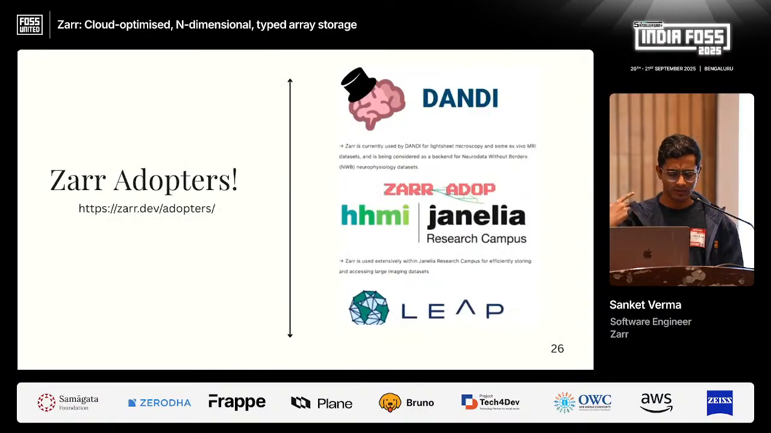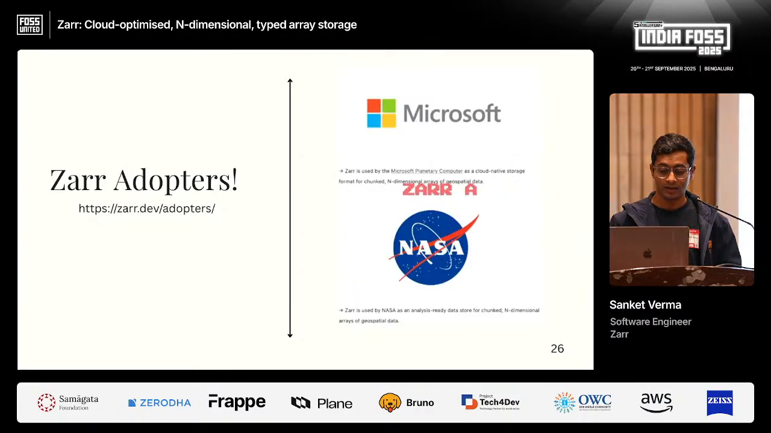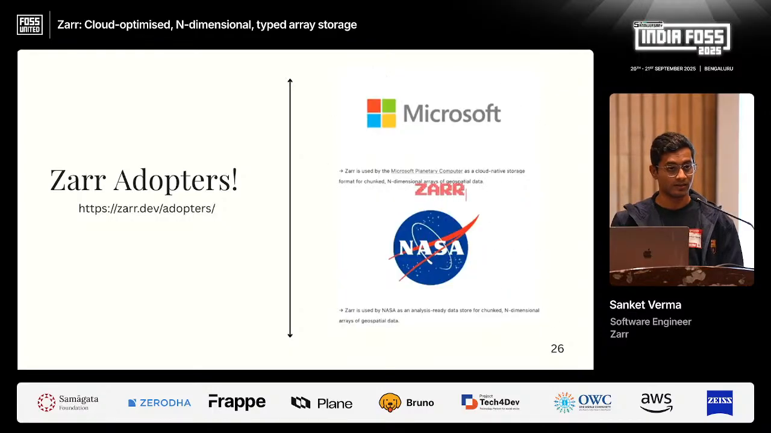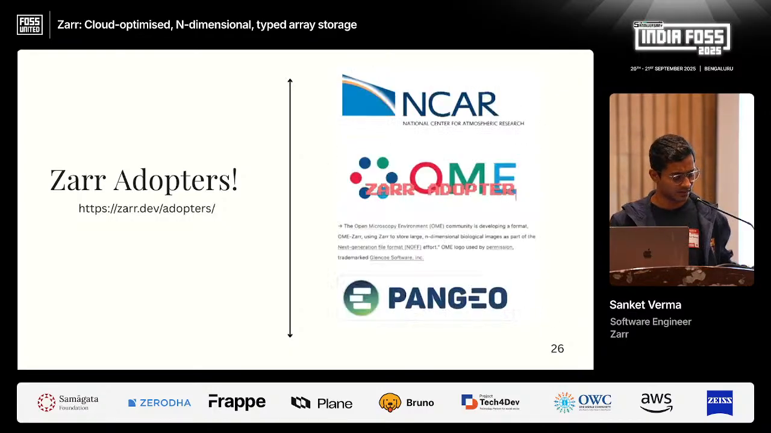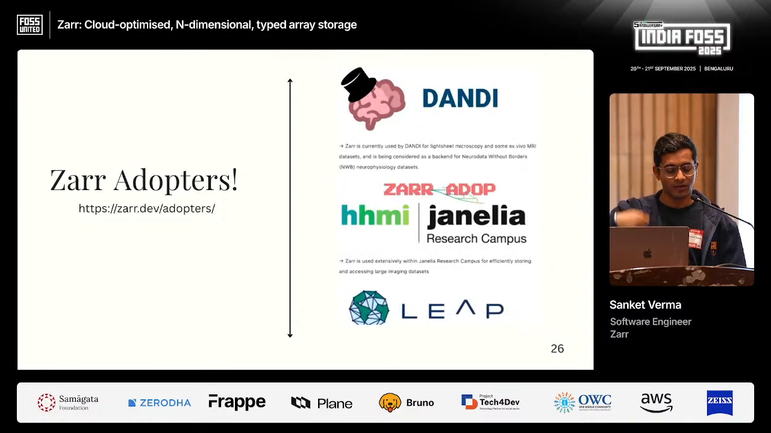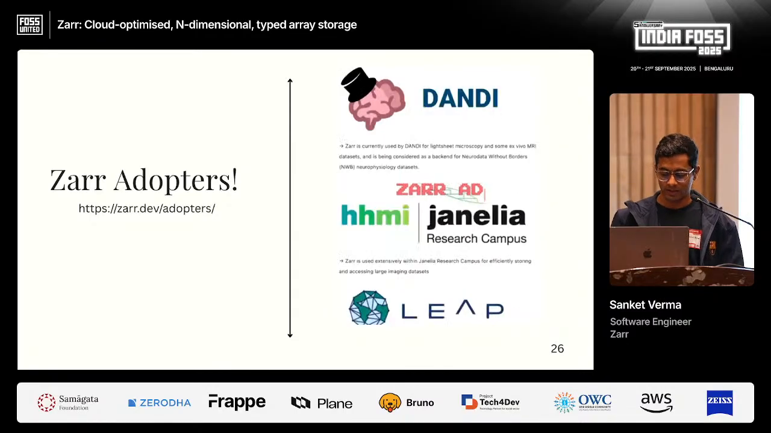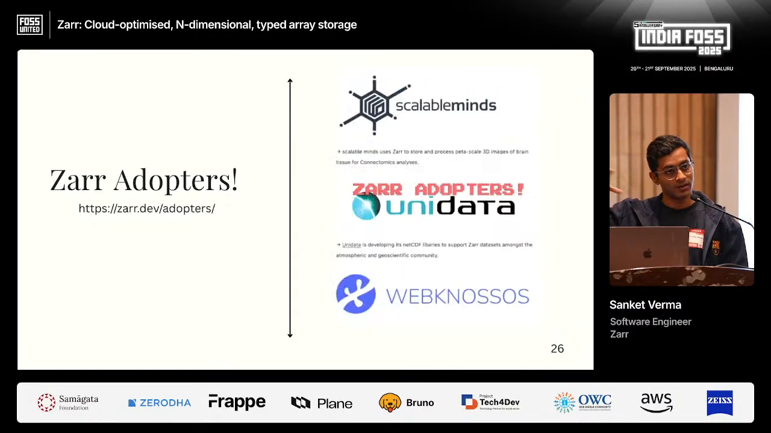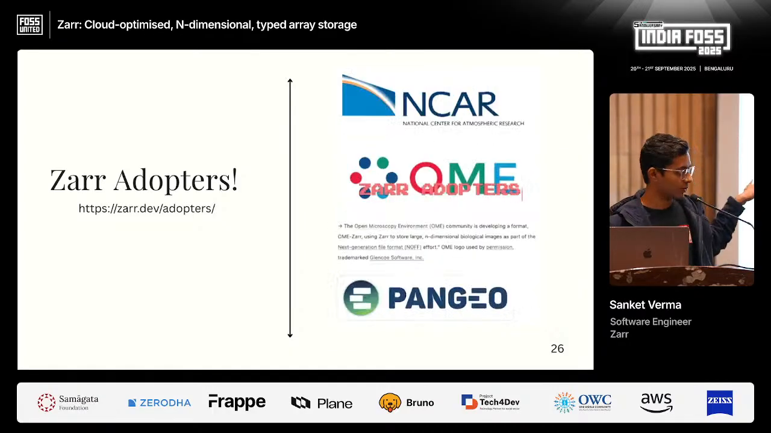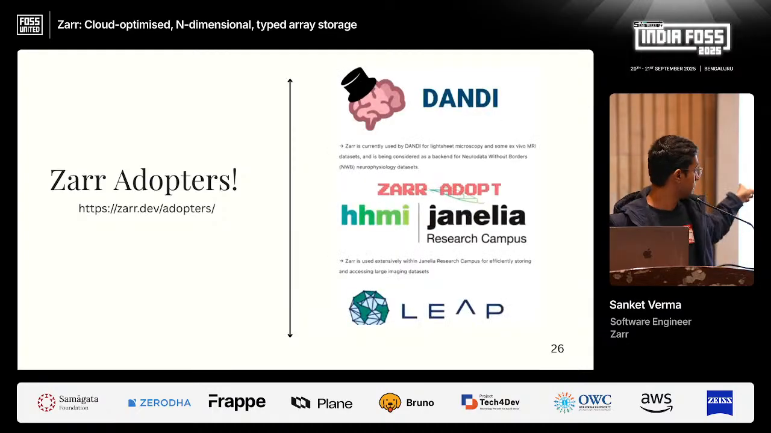These are some of the logos of the adopters who are using Zarr in their institutions, and they have been storing massive data sets in clouds. I think the largest data set which I have seen in Zarr is probably around 50 petabytes or something, which is stored in Amazon AWS, a climate data set of how ocean currents are working. There are a couple more logos which are missing here, but you can check out this link and this page is updated.